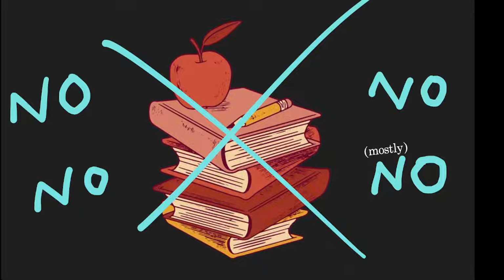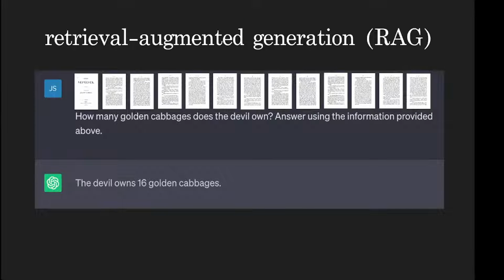If you have a set of data that you would like to teach your model about, you don't really teach it, you just use retrieval augmented generation. It's something we talked about the other day, where along with your prompt, you also give it all of the documents it might need to answer the question.